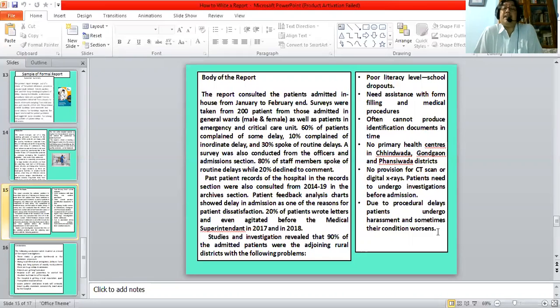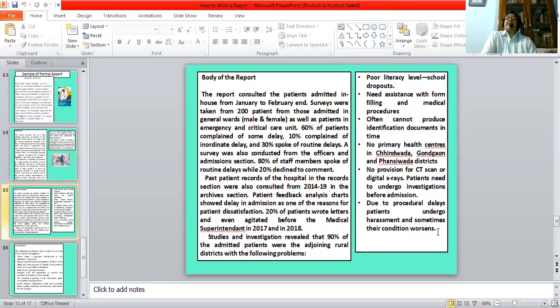Poor literacy level. Many of them were school dropouts. They needed assistance in form filling and with medical procedures. Often, they cannot produce identification documents in time. So naturally, this will delay the admission procedure.